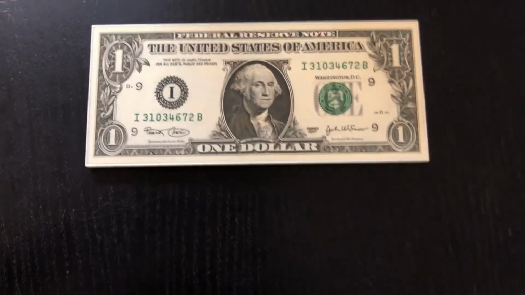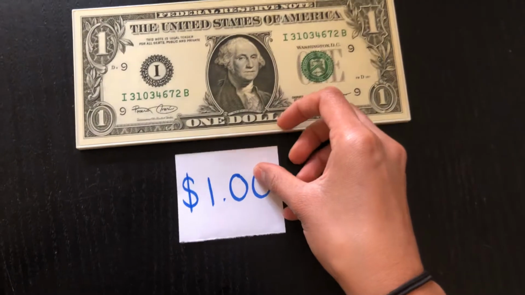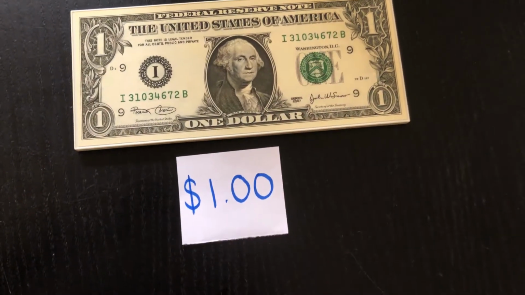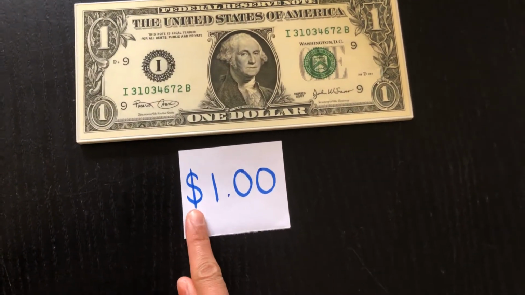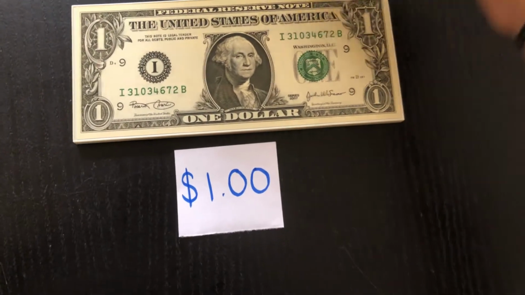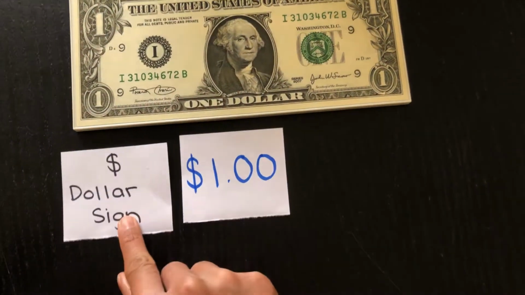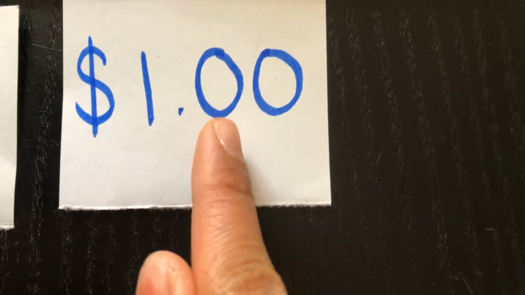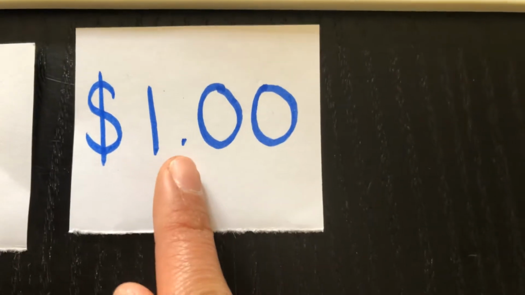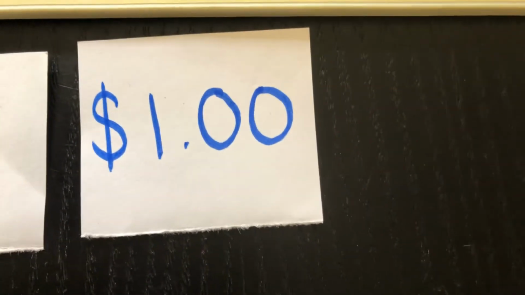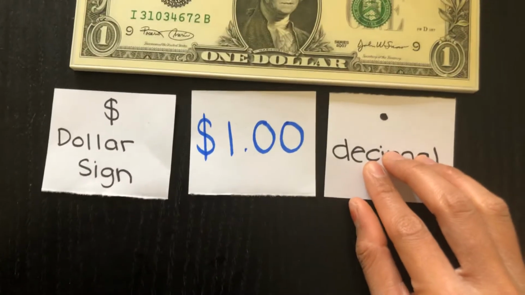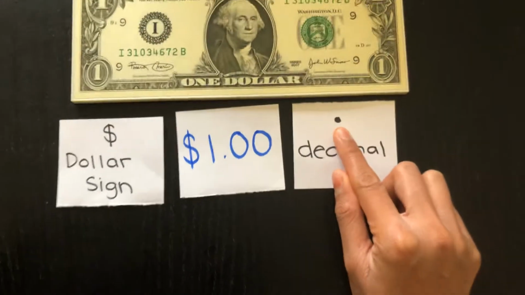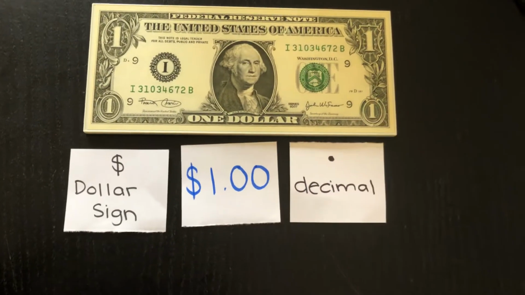When we write it down using numbers, it'll look like this. $1. Here is the dollar sign. And if you notice, there's a little dot there. 1.00. That dot is called a decimal. A decimal. Here's the $1 bill.